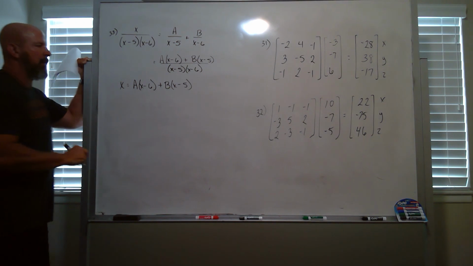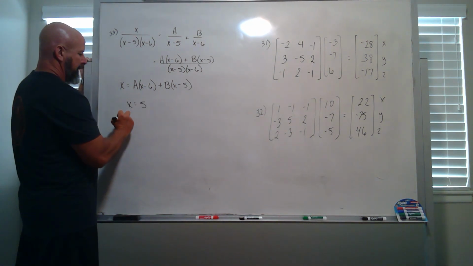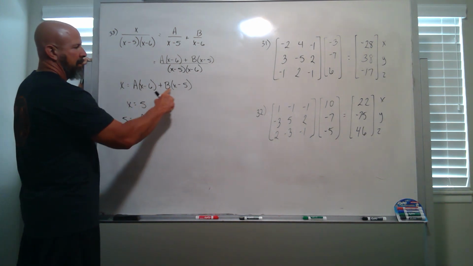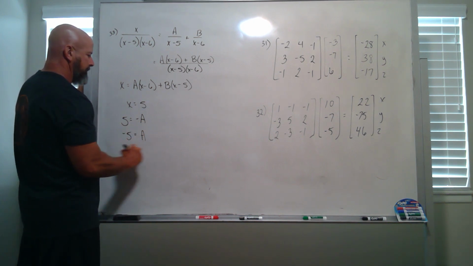Now I can work to solve. I'm going to let x equal 5. So that would be 5 equals negative a. That's 0. So a would be negative 5.